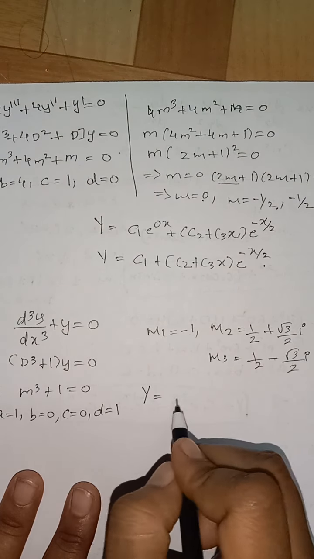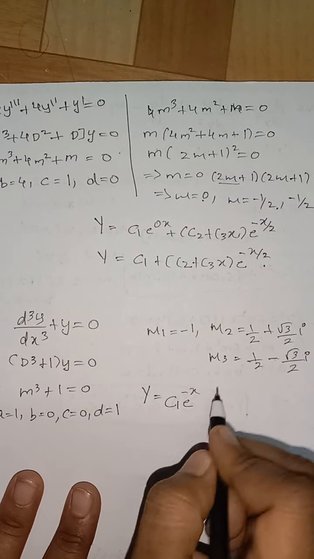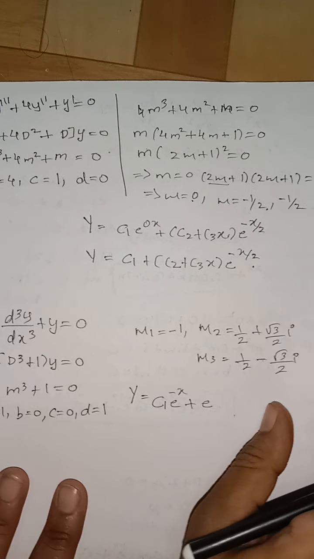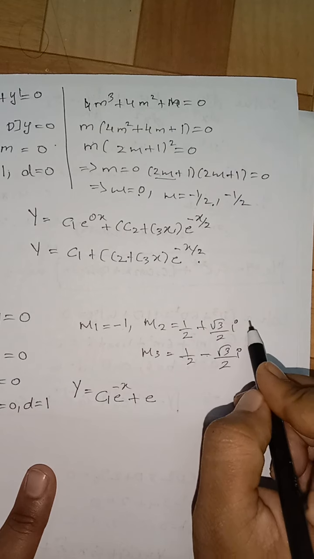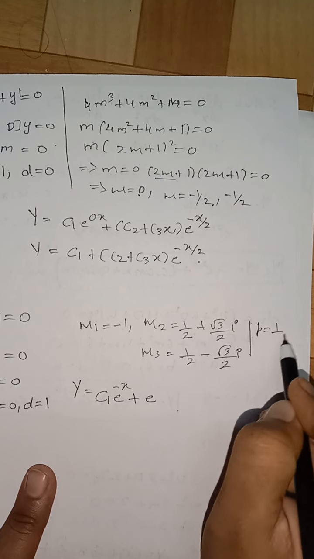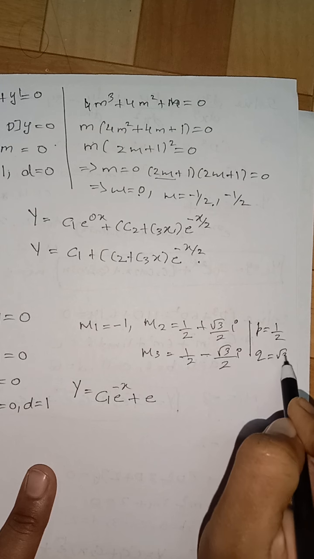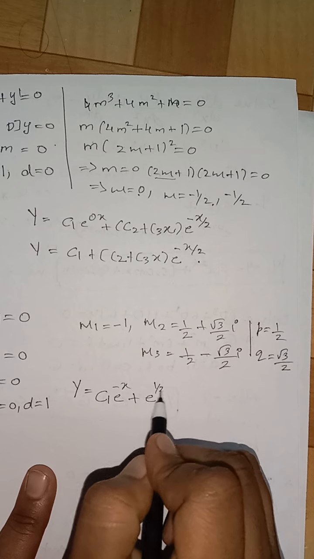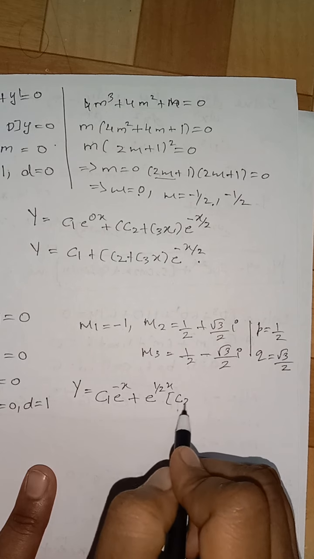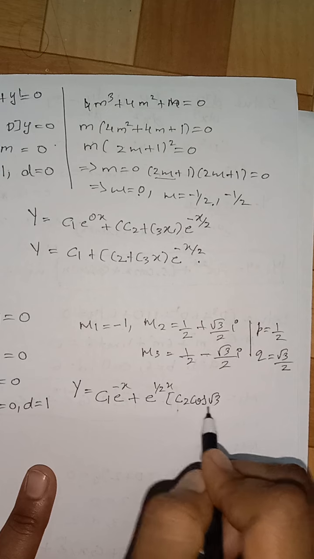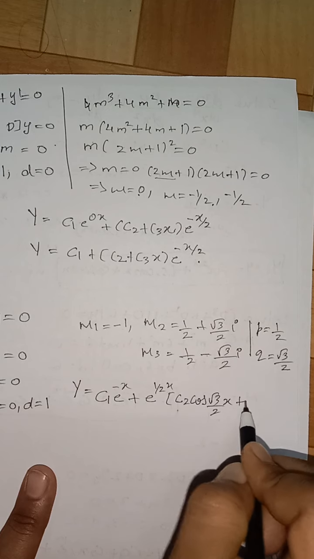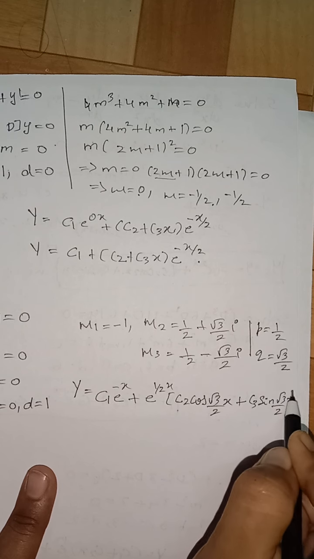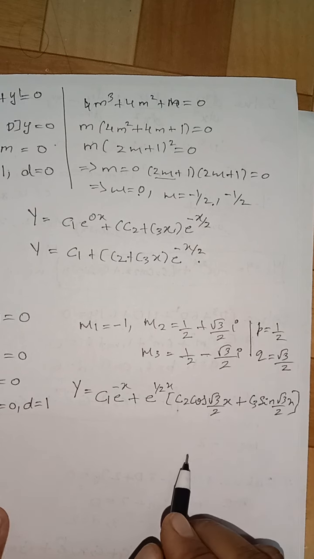yc is given as c1 into e raised to minus x plus e raised to px. What is the value of p here? From this, the value of p equals to 1 by 2 and the value of q is equal to root 3 by 2. So e raised to px, p is 1 by 2 into x, into (c2 cos qx, that is root 3 by 2 x, plus c3 sin root 3 by 2 into x). So this is the required final answer.